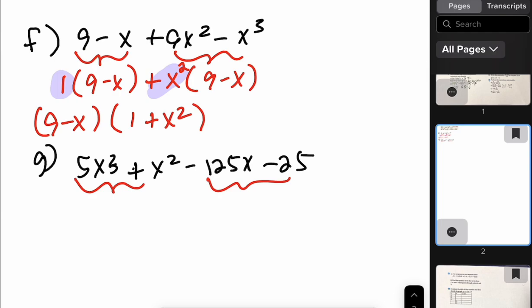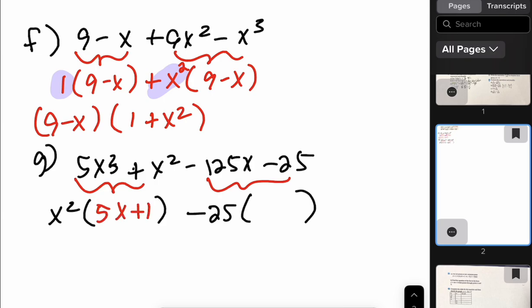For the first two terms, the only thing they have in common is an x. The lowest power is an x squared. Take it out. The last terms, they have a negative in common. They're both divisible by 25. Take out a negative 25. So we're looking at 2 terms at a time. What do those 2 terms have in them? If we take an x squared out of the first 2 terms, we're left with 5x plus 1. If we take a negative 25 out of the back 2 terms, we're left with 5x plus 1.